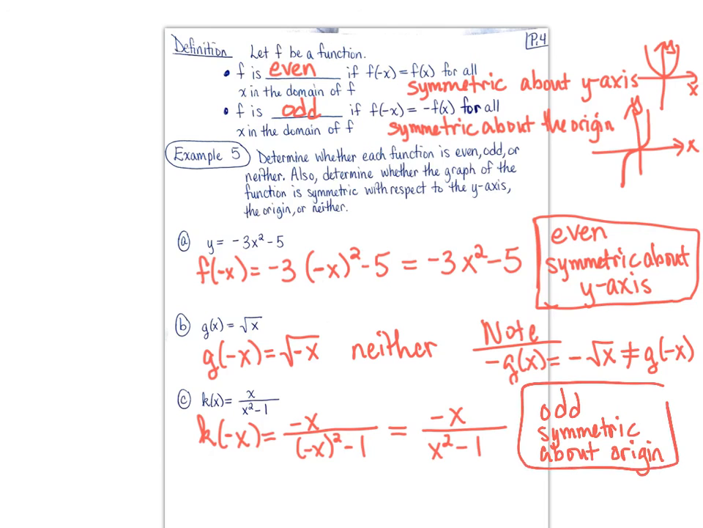Okay, and just a reminder, so on the side here, remember that negative a over b written that way is the same thing as negative a over b, and that's the same thing as a over negative b.